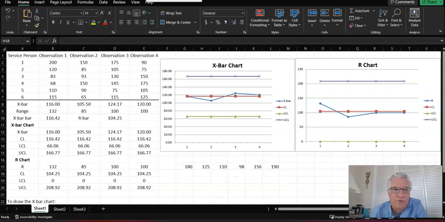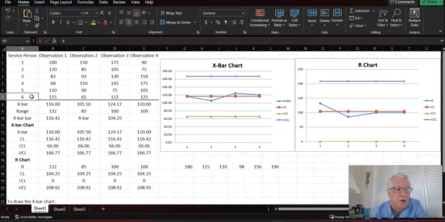So if you look at your screen, you'll see in Excel the data is put in a table here. There are 6 service personnel, and each person is observed with a customer 4 times. I changed this from sample to observation 1, 2, 3, and 4 instead of sample 1, 2, 3, and 4, because that's kind of confusing when you see 4 samples up here and you see 6 service personnel and it's a sample size of 6.